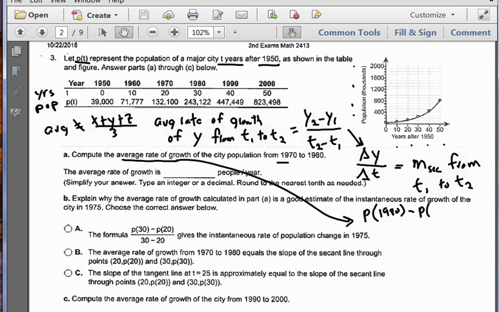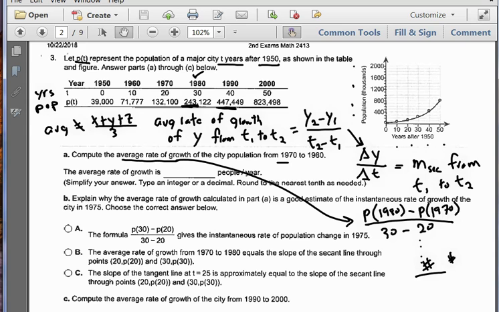So that means what's the population in 1980 minus the population at 1970, and divide that by whatever the corresponding time values are. Now that would be, in this case, 30 minus 20, because those are the t values that correspond to those. You can plug those numbers in for the numerator and denominator. I'm not going to do all that in front of you. You've got a calculator. So the final answer will be some number over another number, or if you divide it out, some number over 1.